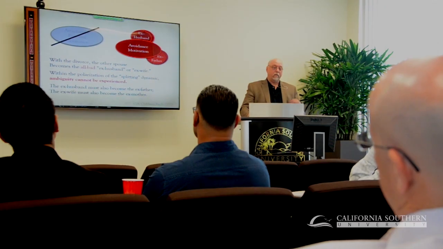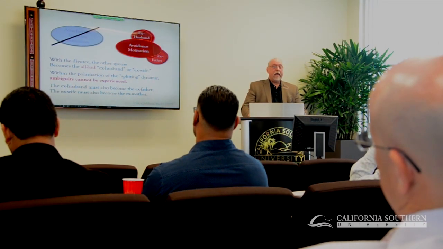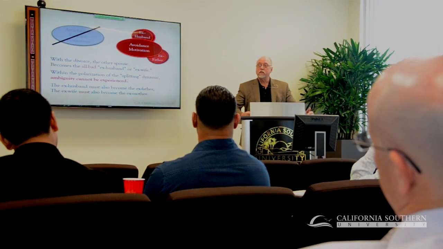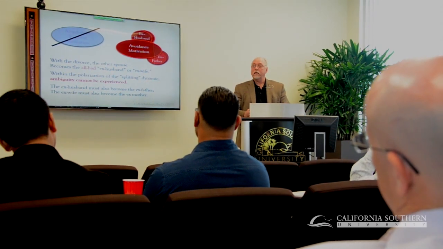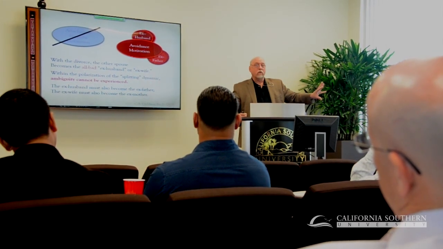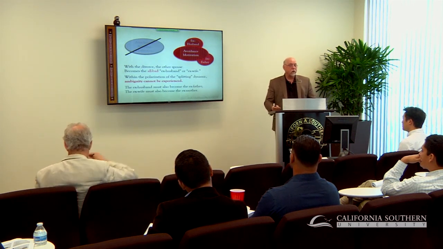So the implication of this in the divorce with a narcissistic borderline parent is that they are unable to maintain this ambiguity of relationships. So the ex-husband must become the ex-father. The ex-wife must become the ex-mother. They just can't experience that I don't like you as a spouse, but the child can like you as a parent. That's not possible for their neurological structure.